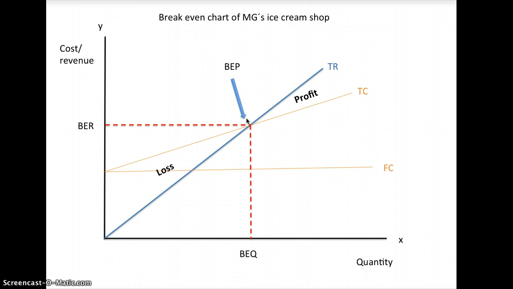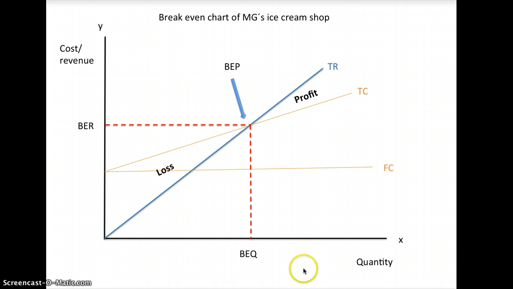As a result, we can figure out when the firm is making losses. Producing at any level of output that is left of the break-even point means that the firm is not being able to cover its costs, and therefore it's losing money. And anything to the right of the break-even point means that the firm is producing a profit.